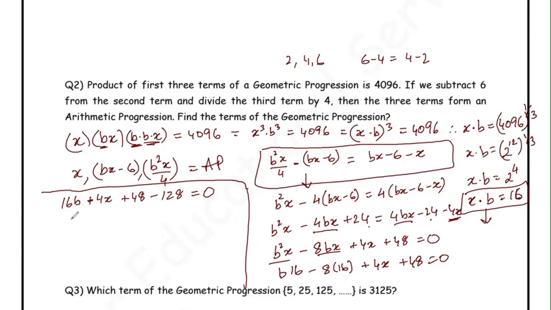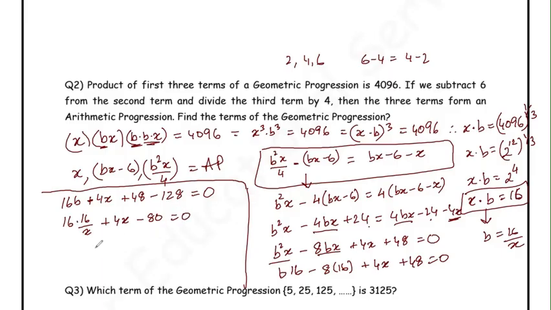Simplify this further. Now, we know that we can't solve it with simply b and x, right? We need to have a singular linear equation. So what we can do is we can say that let b be equal to 16 upon x, right? From here. So then 16 into b, which is 16 upon x, plus 4x, and minus 48 and minus 128 is minus 80 is equal to 0.